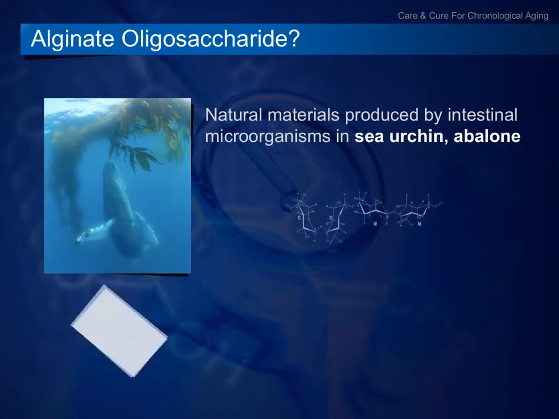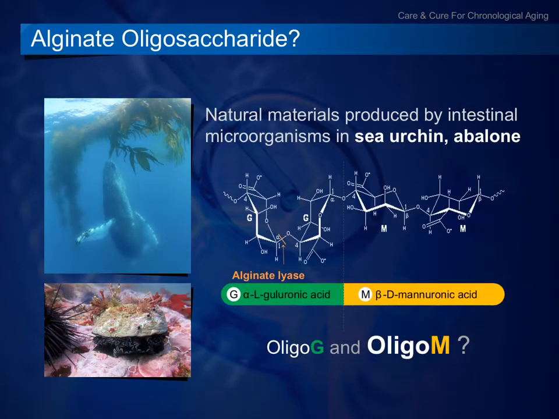What exactly is alginate oligosaccharide? After the ingestion of a polymer of seaweed, two types of alginate oligosaccharide, consisting of isomeric monomers of guluronic acid and manuronic acid, are produced by the intestinal microorganisms in sea urchins and abalone. The two types of alginate oligosaccharide are called OligoG and OligoM. OligoG consists mainly of linked guluronic acid, whereas OligoM consists mainly of linked manuronic acid.